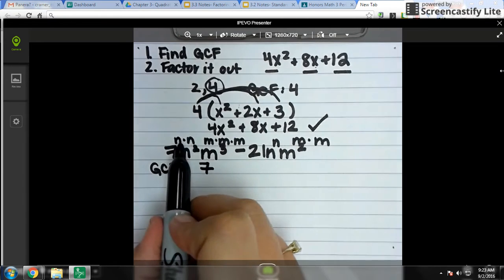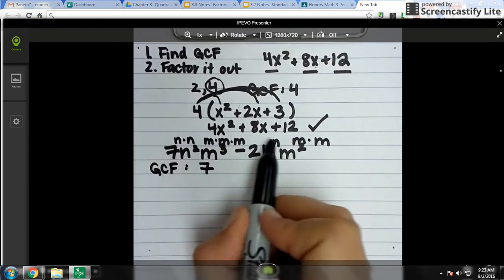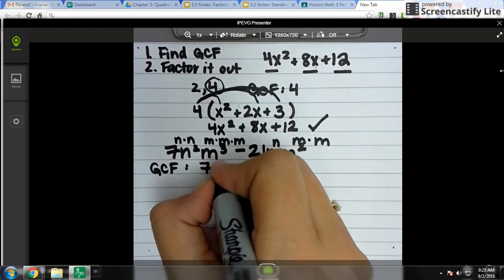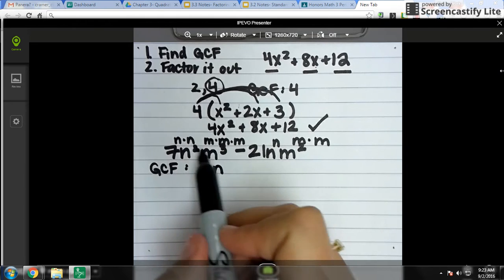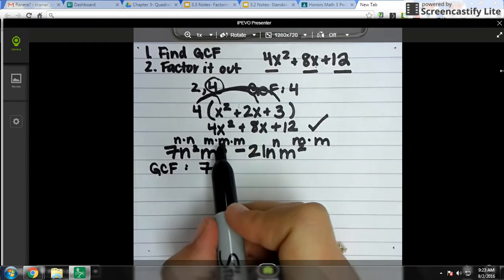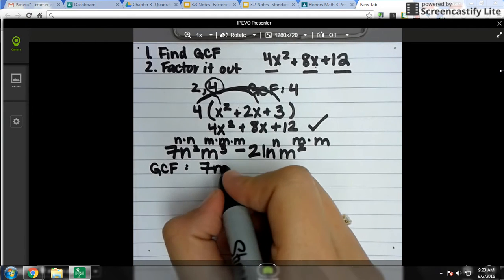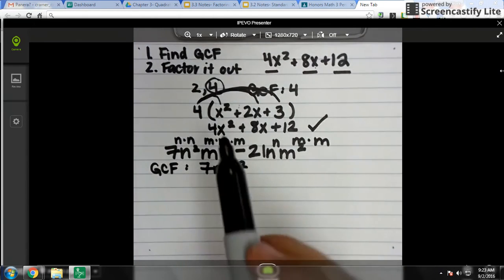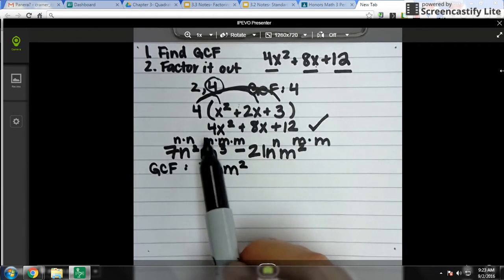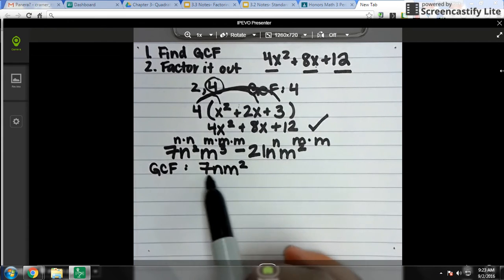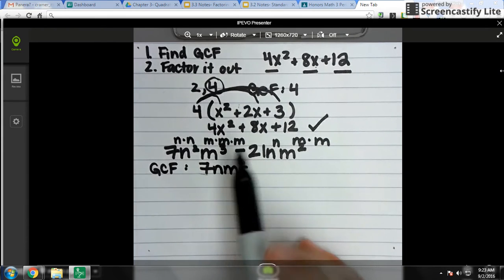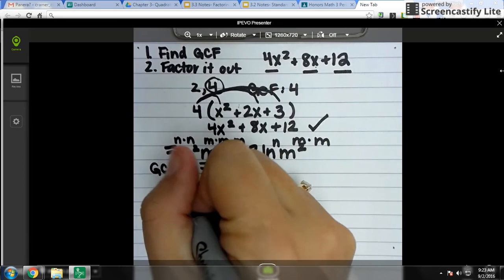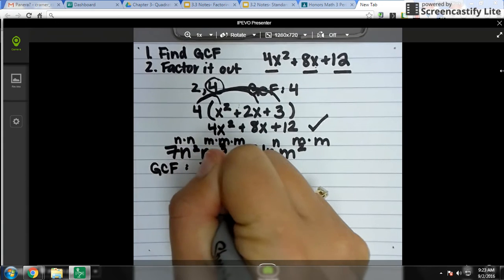So here they have one n in common, not 2 because this one doesn't have 2. And they have 2 m's in common because they both have at least 2 m's, or m squared. This one has a third, but this one does not. So they both have at least 2 m's in common. So this is our GCF, and we're going to factor that out.